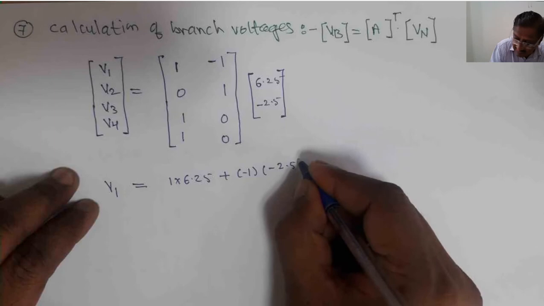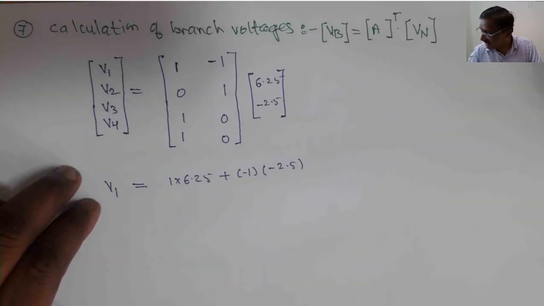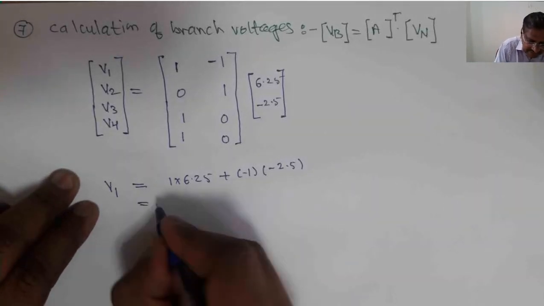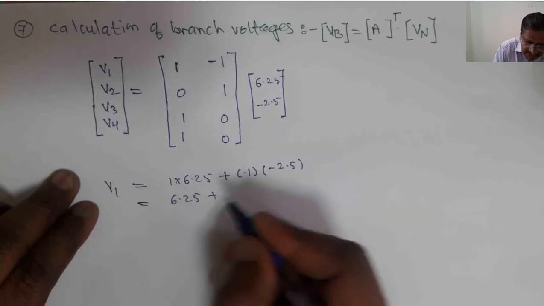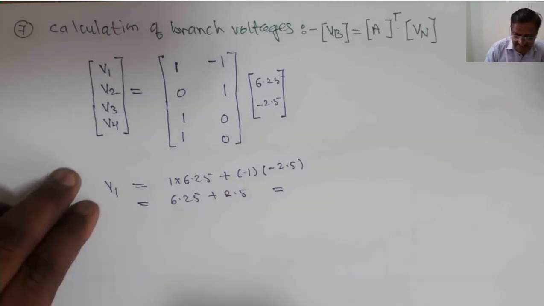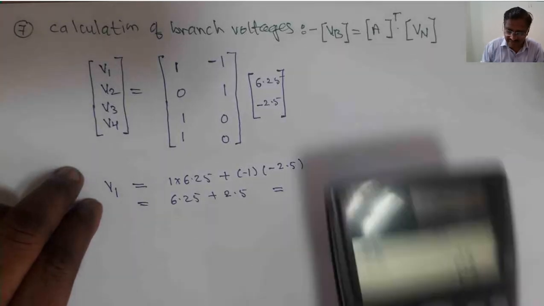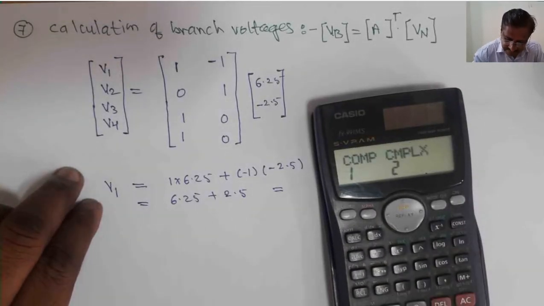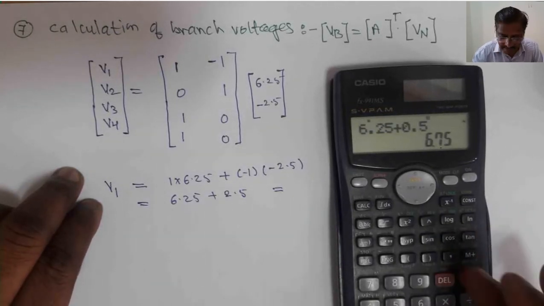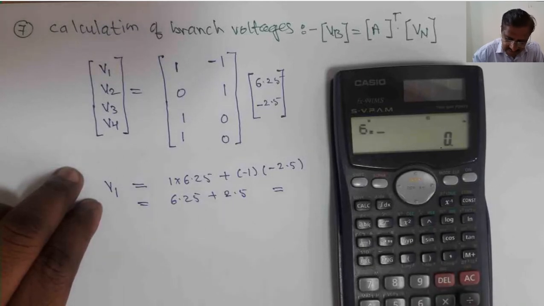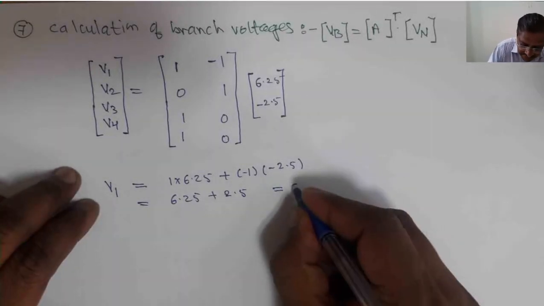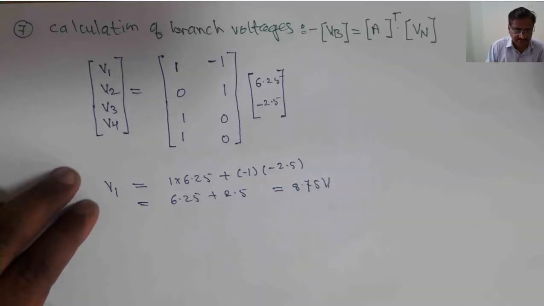Minus 1 into minus 2.5 gives plus 2.5. So this is 6.25 plus 2.5, and this value is 8.75. Means 8.75 volt is the voltage V1.